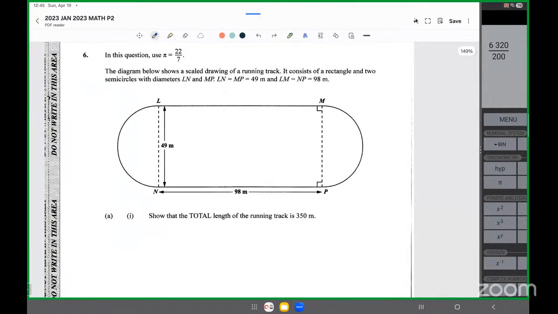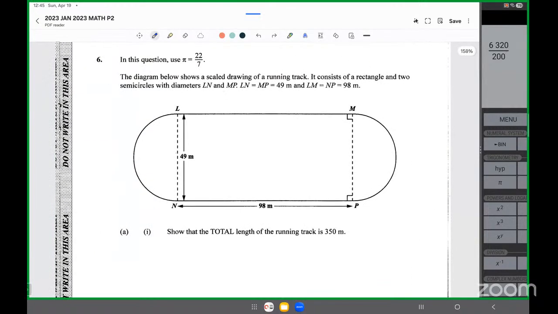Number 6 says we were to take pi as 22/7. So once you say that, you're going to be doing some circular measures, right? Because pi comes into play when you're doing circle calculations. The question says the diagram below shows a scale drawing of a running track.